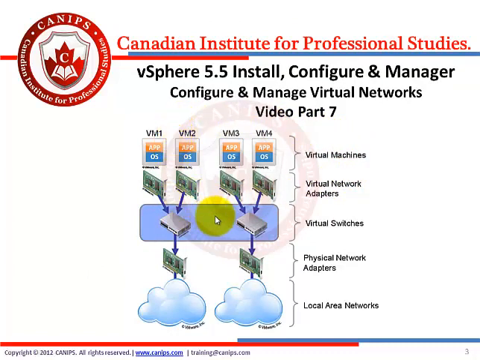Now, this image shows quick concepts based on VMware networking, especially vSphere 5.5. These are VMs, and each VM has one network card, and both of the network cards are connected to the virtual switch. This blue one is a virtual switch.